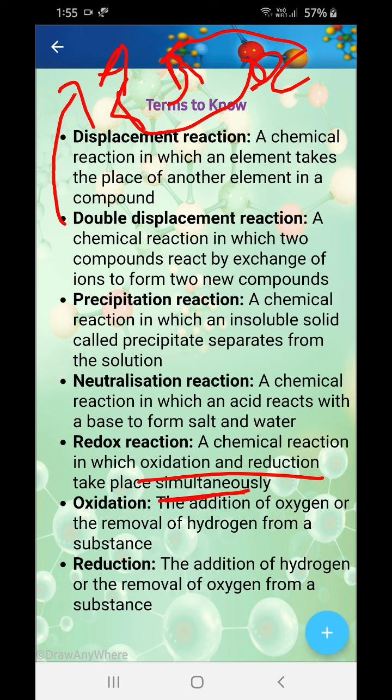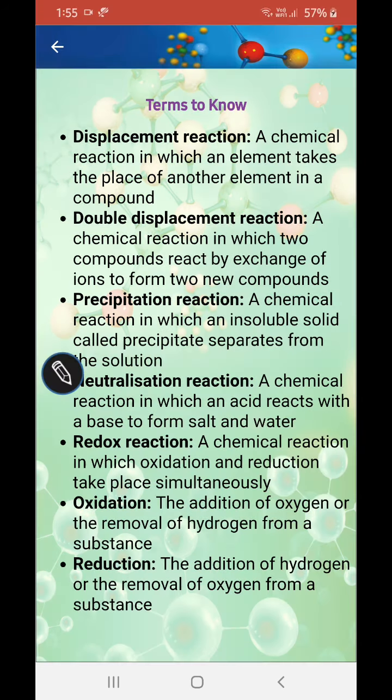Redox reaction, the chemical reaction in which oxidation and reduction take place simultaneously. Now what is oxidation? If you add oxygen to an element, it is known as oxidation. And if you add hydrogen to an element or remove oxygen, it is known as reduction. Oxidation also occurs when there is removal of hydrogen.